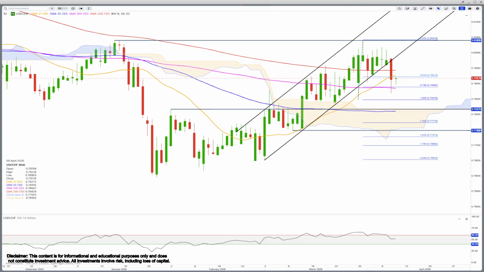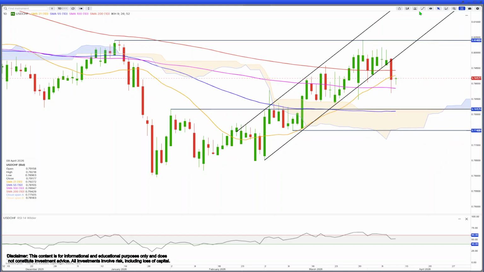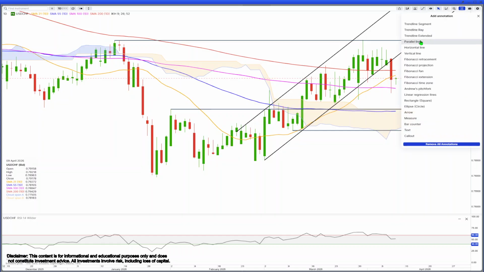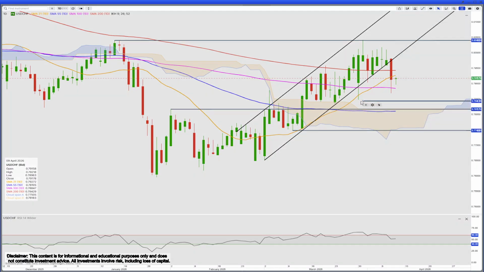Dollar Swiss dipped below the 78.6 retracement here yesterday and below the 100 moving average, but then has bounced, and it's not the most perfect one really, because it's only measured on those two, so I will remove it. But nevertheless, we have some key support to observe.